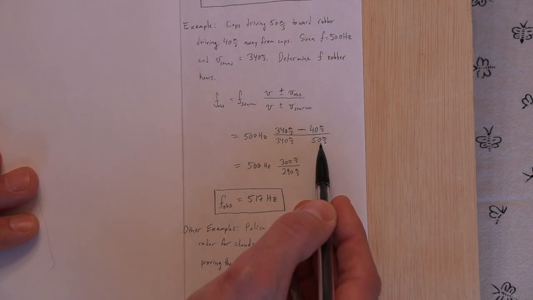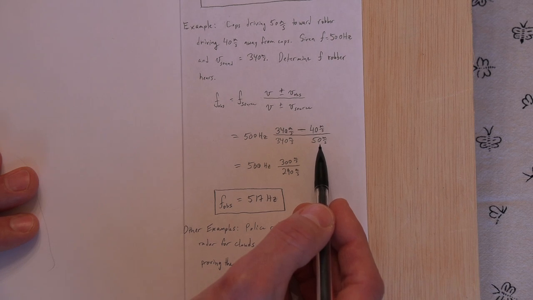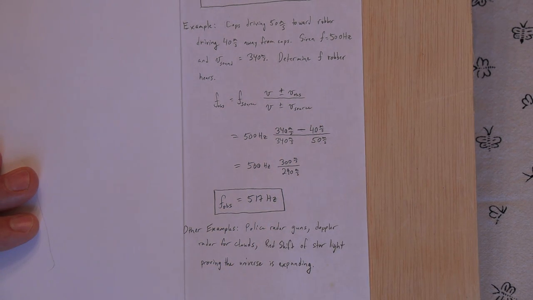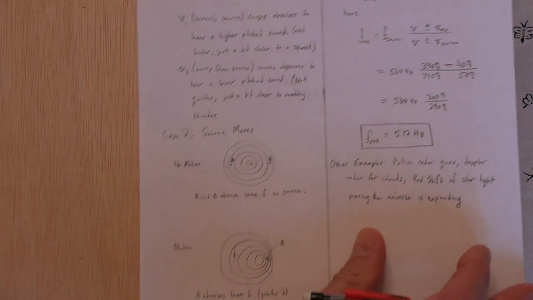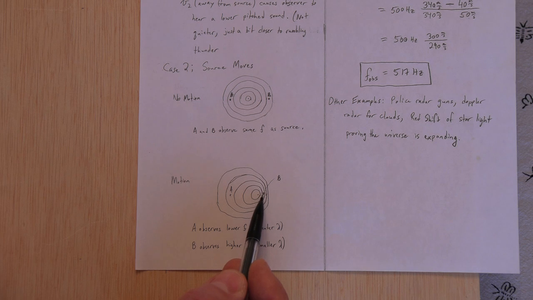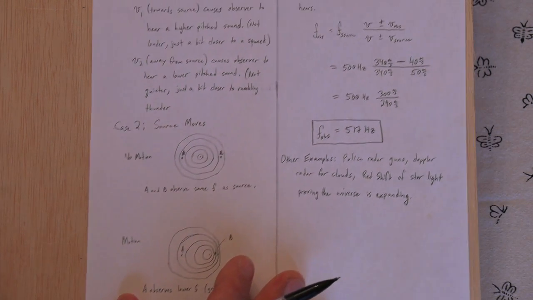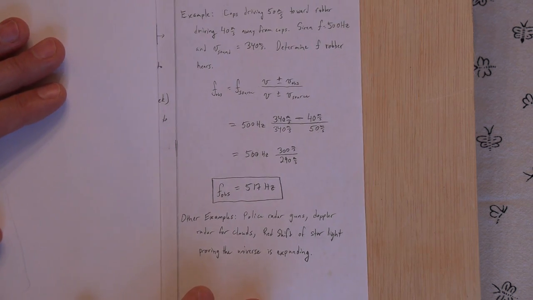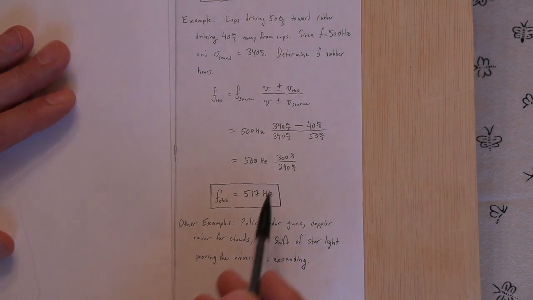The cop is moving at 50 toward the robber. You have to remember, what happens when a speaker moves toward the observer? We saw that as the speaker's moving toward, it's going to cram the wave fronts together, making a higher frequency. So that 50 has to enter into the calculation to make a bigger answer.